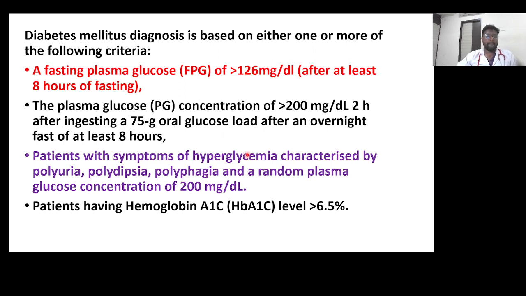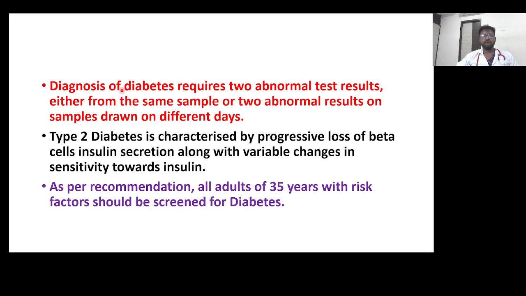Patients with symptoms of hyperglycemia characterized by polyuria, polydipsia, polyphagia, and a random plasma glucose concentration of more than 200 mg per deciliter. And a patient having HbA1c of more than 6.5%. The diagnosis of diabetes requires at least 2 abnormal test results, either from the same sample or 2 abnormal results on the samples drawn on different days.